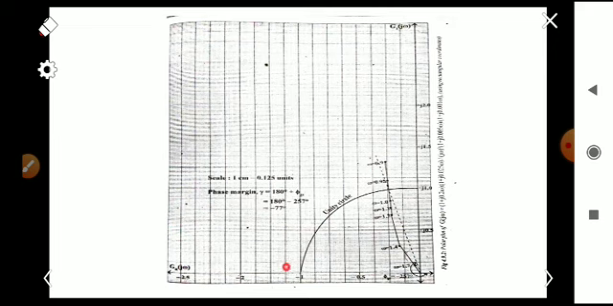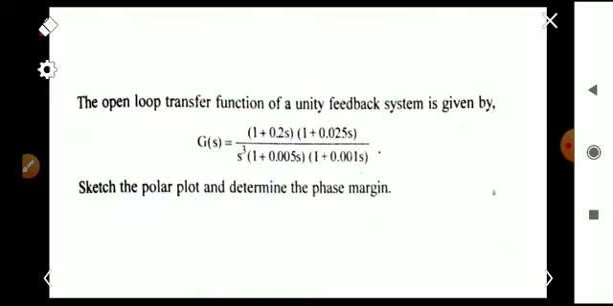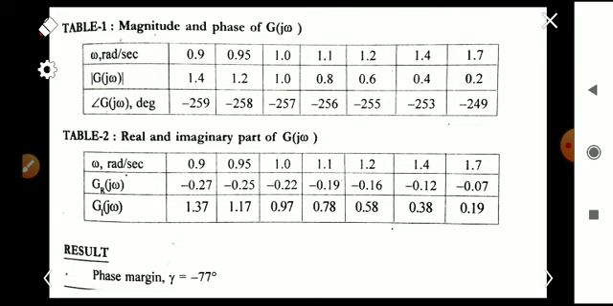For this system, the gain margin cannot be determined because the polar graph is not crossing the negative real axis. If the polar graph crosses the negative real axis, only then can we find the gain margin. That is why the question asks only for the phase margin. So here the phase margin is minus 77 degrees. I hope all of you understand the problem well. Thank you.